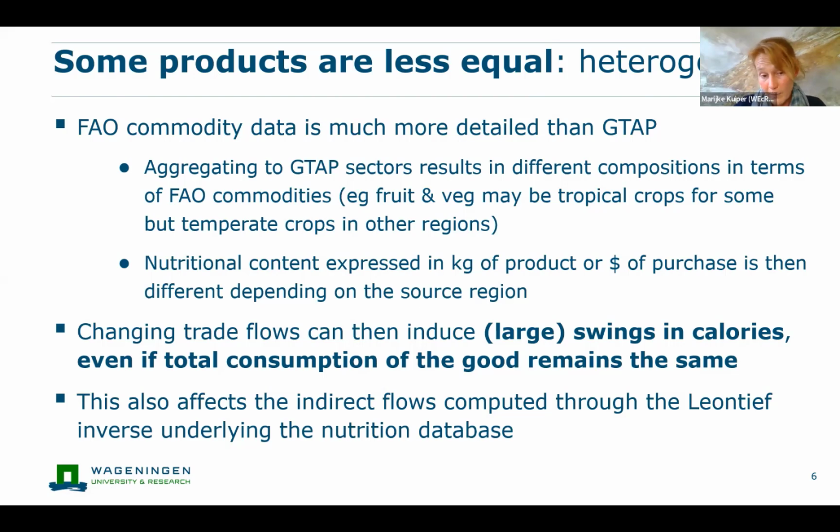Especially we see this with calories: even if everything stays the same, so your total level of consumption stays the same, but you switch suppliers, you can get a huge increase or a huge decrease in calories, which does not make a lot of sense when you do policy analysis. The drawback is that this is linked to the switch between domestic and imported, and with imports the switch between regions. This also affects the ONTIF inverse that underlies Maxime's database. So the numbers in the database should actually change following simulations, even if you're not doing dynamic simulations, simply because the flows between regions are changing.